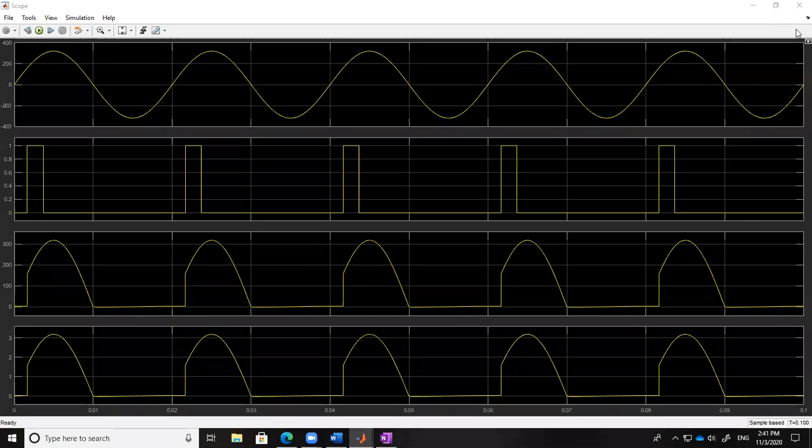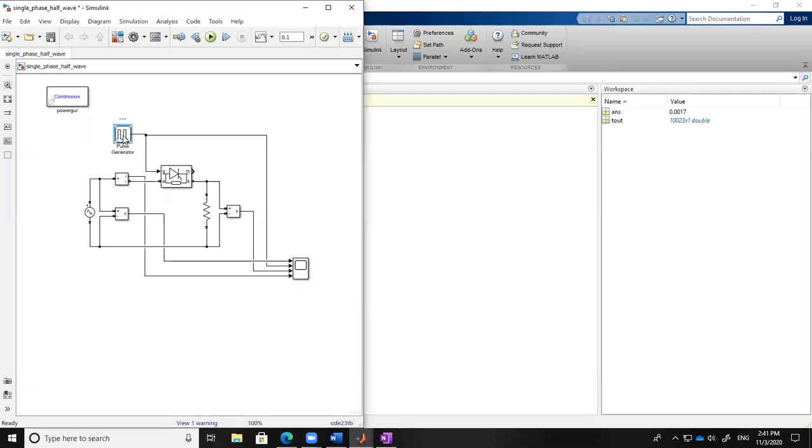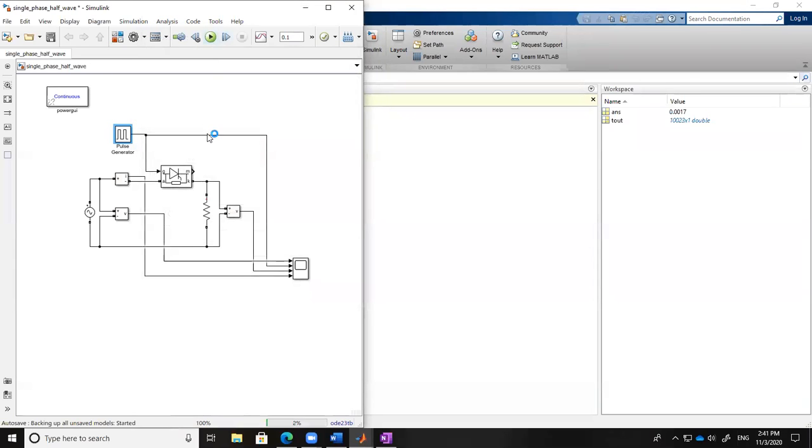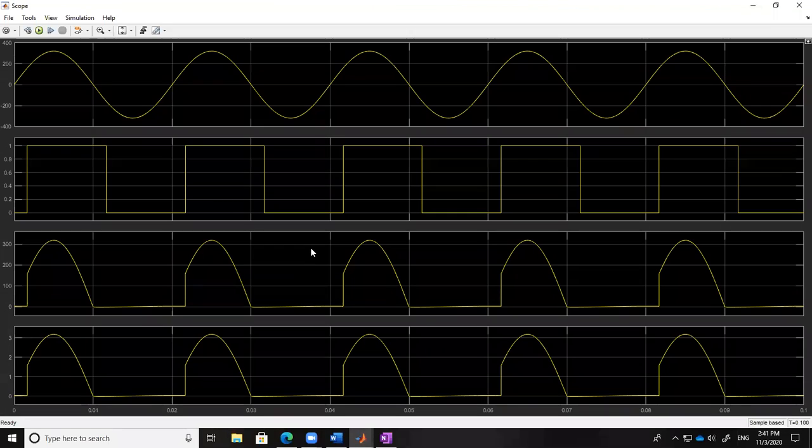Okay, you're talking about pulse width. I set it to 10%. Even if I make it, let us say, 50%, it doesn't matter. You see, there will be no change in the output. Normally it is kept at 50%, but in this case, even if I keep it at 50%, it doesn't change the output. Yes, in that case, we'll need it, but this is just for fundamental understanding, okay?